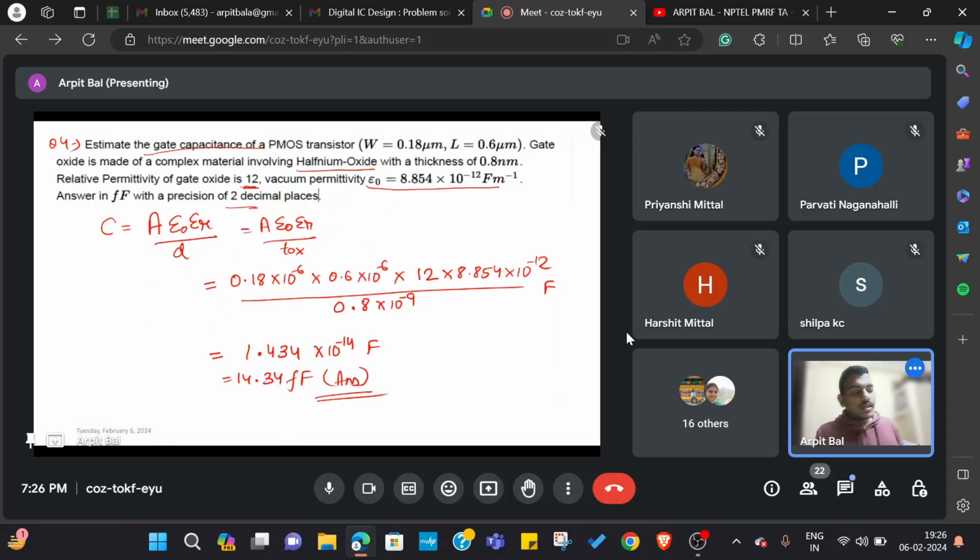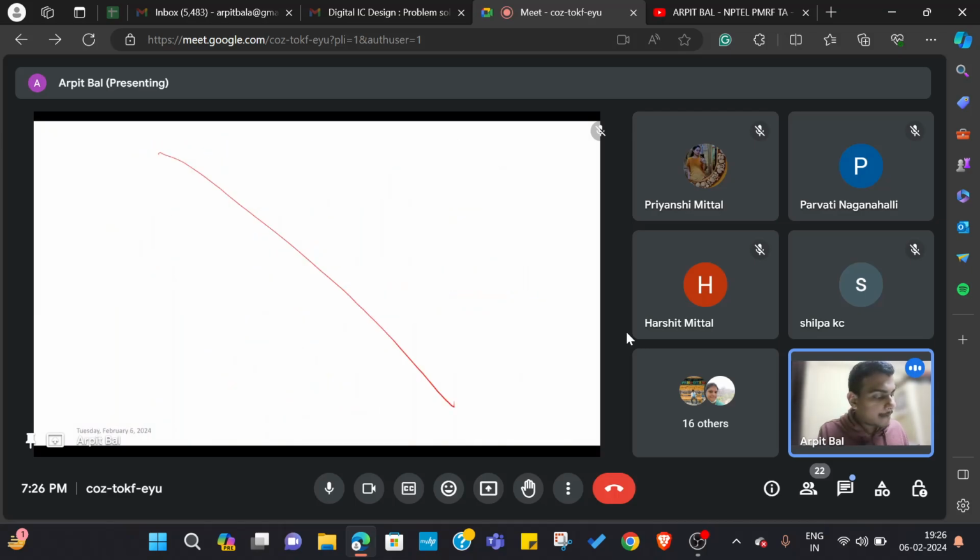In the next question, we had to estimate the gate capacitance. We were given the W and L, and epsilon R was given to us. Tox was also given to us. Based on that, we calculate the capacitance as A epsilon naught into epsilon R by Tox.